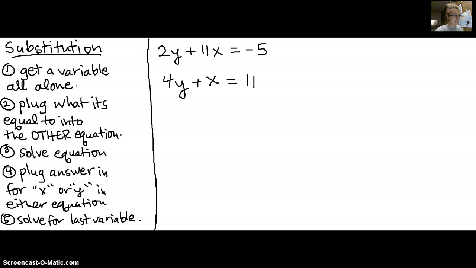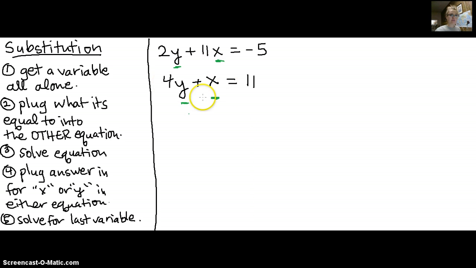On the left of the screen, you can see I've written out 5 steps for you to follow along as we solve this system of equations. So let's get started. The first step says get a variable all alone. Now we look at these equations and there are 4 places where I can see variables. I see a y, here I see an x, here I see a y, and here I see an x.